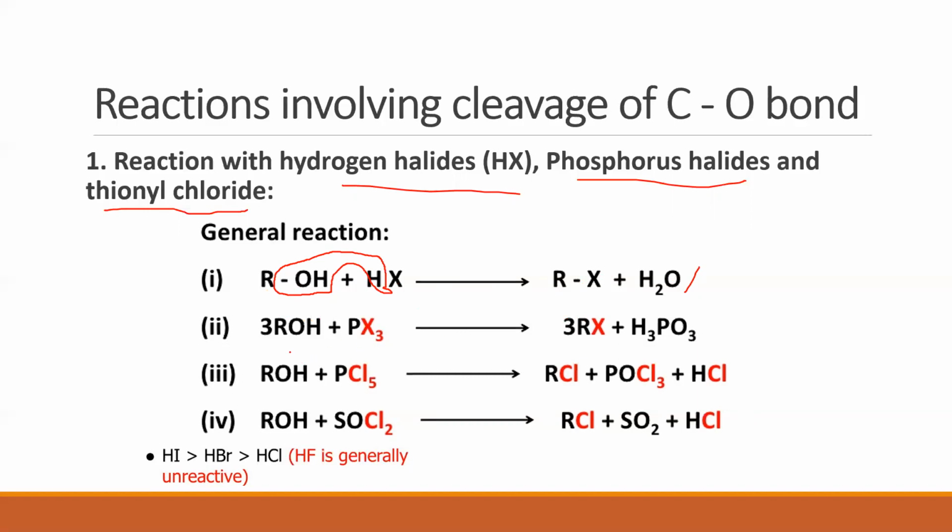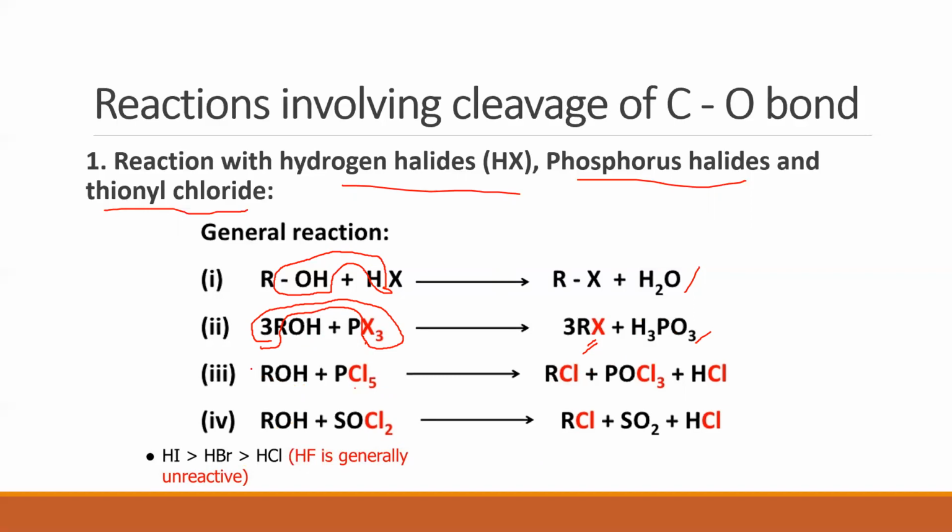The second one, alcohol with phosphorus halides. There are two phosphorus halides, phosphorus trihalide and phosphorus pentahalide. If I'm starting with the phosphorus trihalide, I start with 3 moles of the alcohol. Now, why 3 moles of the alcohol? Because the 3 R groups will take away the 3 halogen atoms to become 3 RX. Clear? What is remaining here? H3PO3.